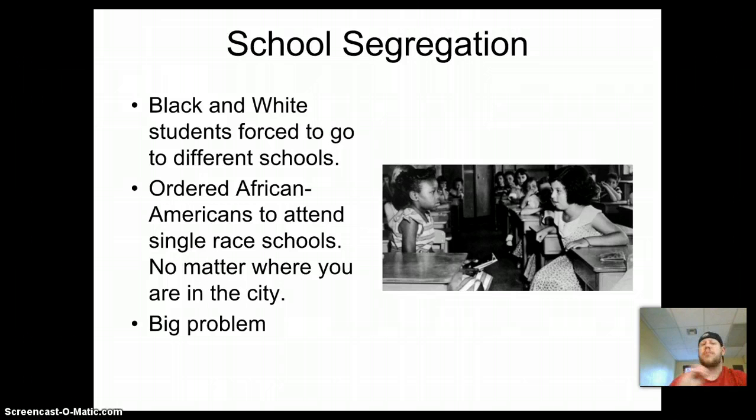Also, we're talking about being separate but equal. Yeah, they're separate, but are things equal? We talked about this in class on Monday. Were things really equal or not? We'll be taking a peek at that as well.